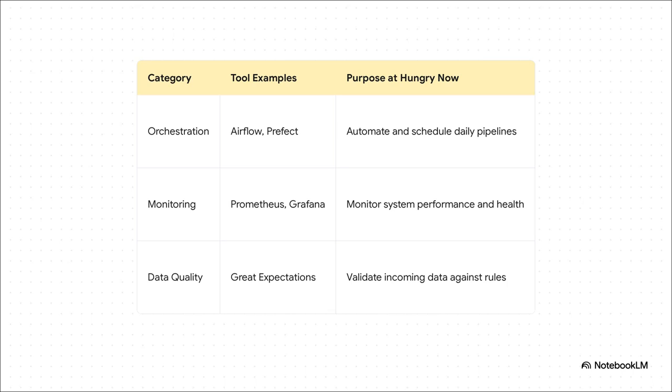Orchestration tools like Airflow are like the conductor of an orchestra, telling each job exactly when to run and in what order. Monitoring tools like Grafana are the big dashboard for our factory, giving us an early warning if a machine is slowing down or a pipeline fails. And finally, data quality tools like Great Expectations are like the security guards at the gate, automatically testing our data to make sure nothing broken or weird gets through.